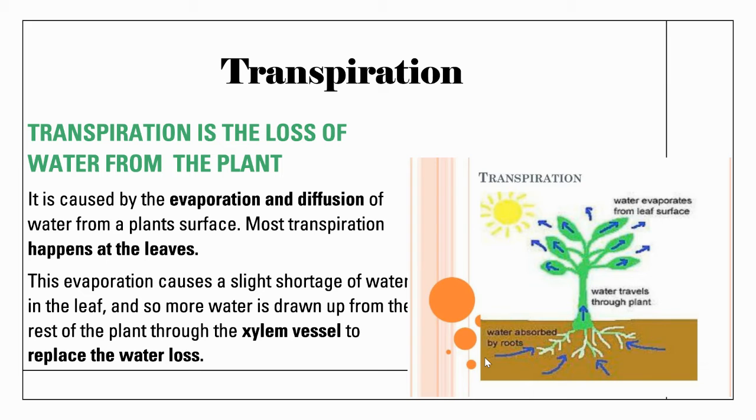So this evaporation causes a slight shortage of water in the leaf, and so more water is drawn up from the rest of the plant through the xylem vessel to replace the water loss. So here's just a short diagram on what happens. So over here you can see that, so we'll have to go from top to bottom because first water evaporates. So here we can see water evaporates from the leaf surface, and then water travels through the plant to replace the water lost in the leaves, and since there's less water in the stem now, water is absorbed by the roots.